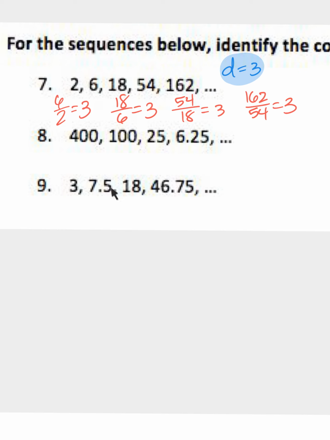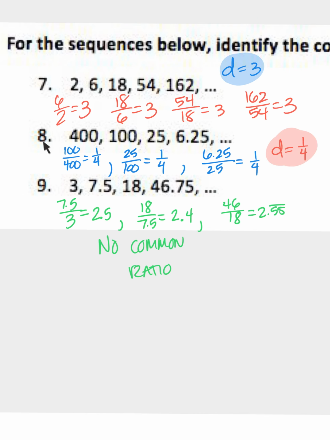Now you're going to repeat this process for problems 8 through 12. I'm going to write down the answers, and then you guys check yours after you have tried it yourself. Alright, so here's the example for number 8. Remember new term over previous term. I got the same common number, the same common ratio, which is 1/4.